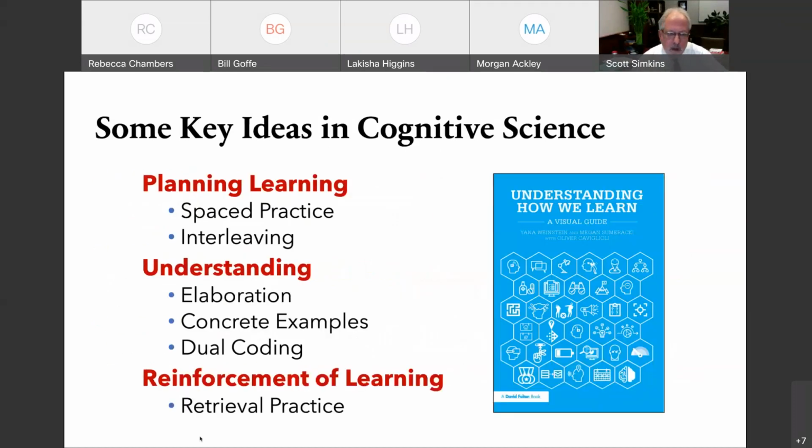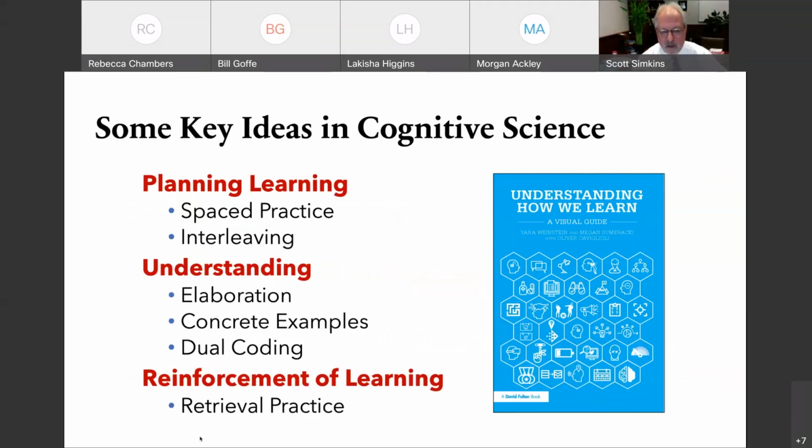And so these are some key ideas. I'm just going to use these. There's a much longer list that we could cull from many of those references I had in the very first slide. Bill has talked about some of these already, in terms of distributed or spaced practice and interleaving.